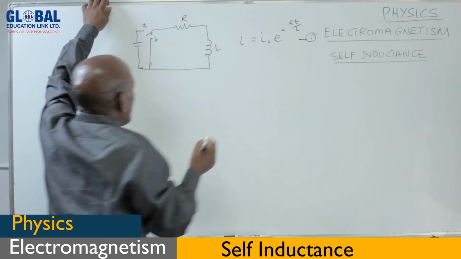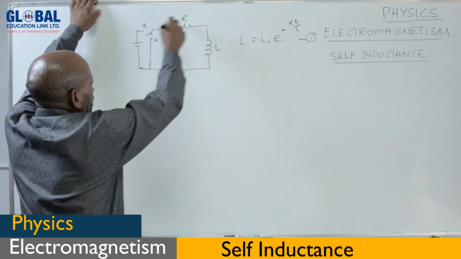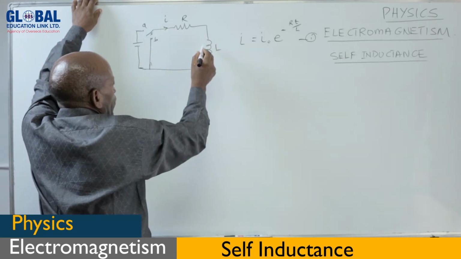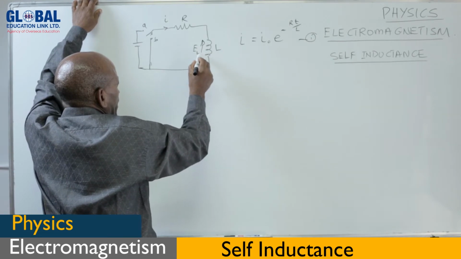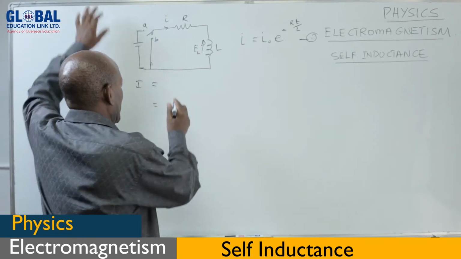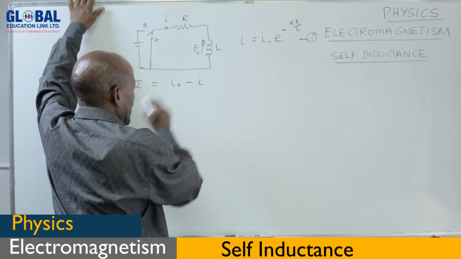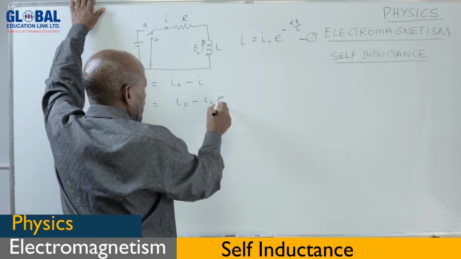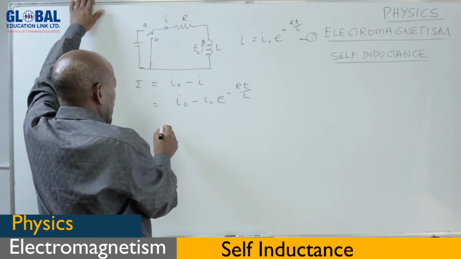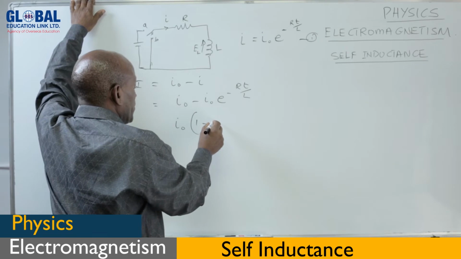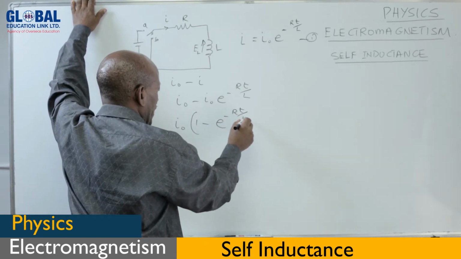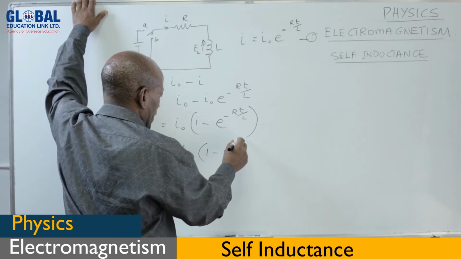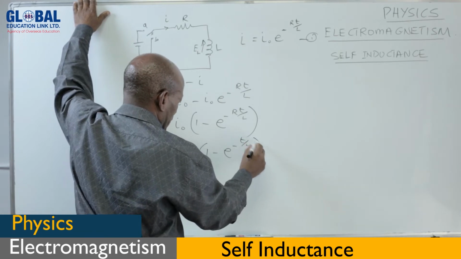But whenever you connect the switch S to A, there will be a current flowing through the circuit, and that current I will be opposed due to an EMF produced by the inductor L. The resultant current I will be equal to I naught minus I. For that case, it is I naught minus I naught e to the power minus RT over L. If I take I naught outside, I'll have I naught into 1 minus e to the power minus RT over L. We end up with I equals I naught into 1 minus e to the power minus t over L over R.